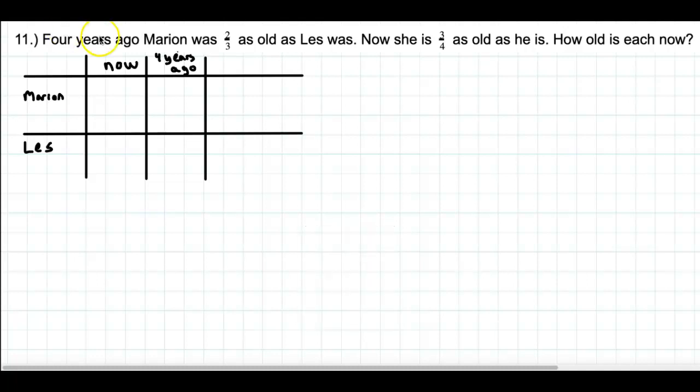Alright, let's do this. So, Marion is 2/3 as old as Les 4 years ago. Marion was 2/3 as old as Les was. Notice how, and then now she's 3/4 as old as he is now. Okay. So we got a couple things going on here. I made up a grid for Marion and Les's ages, and for now and then 4 years ago. So that's kind of a way of organizing things to start with.